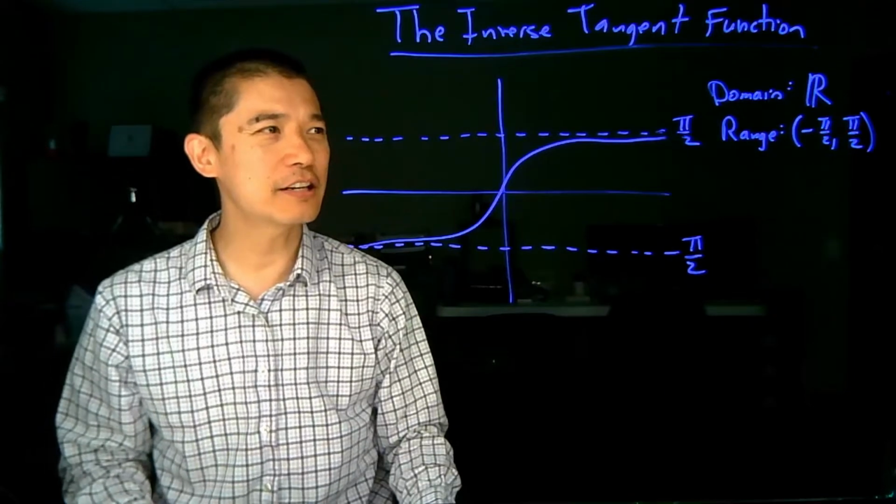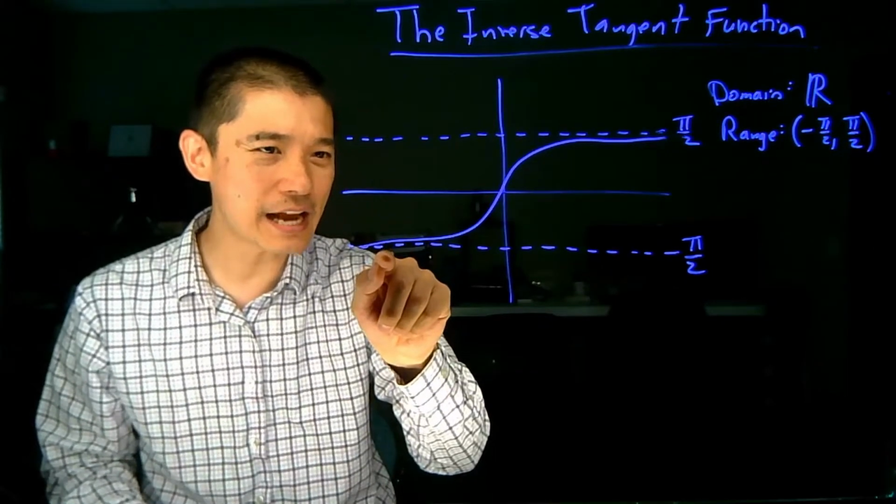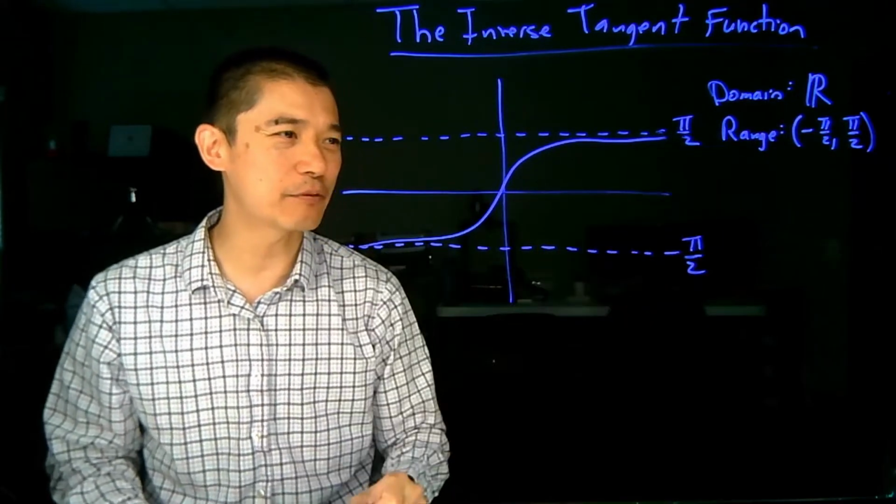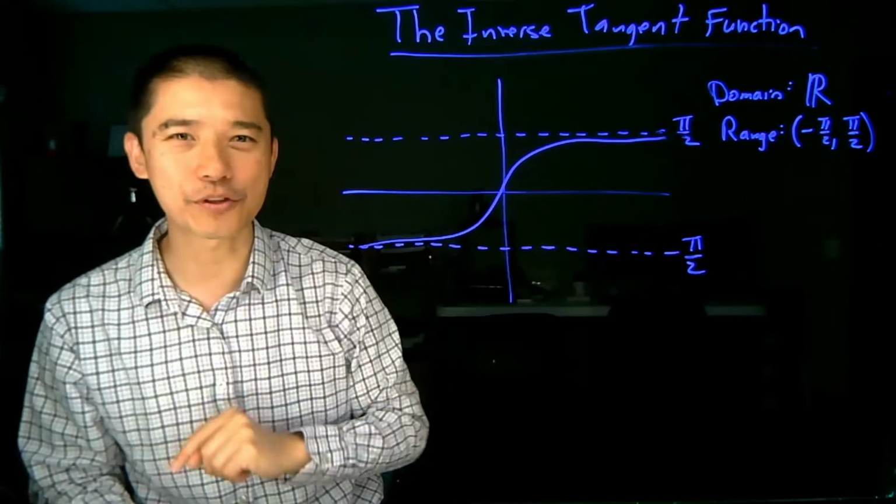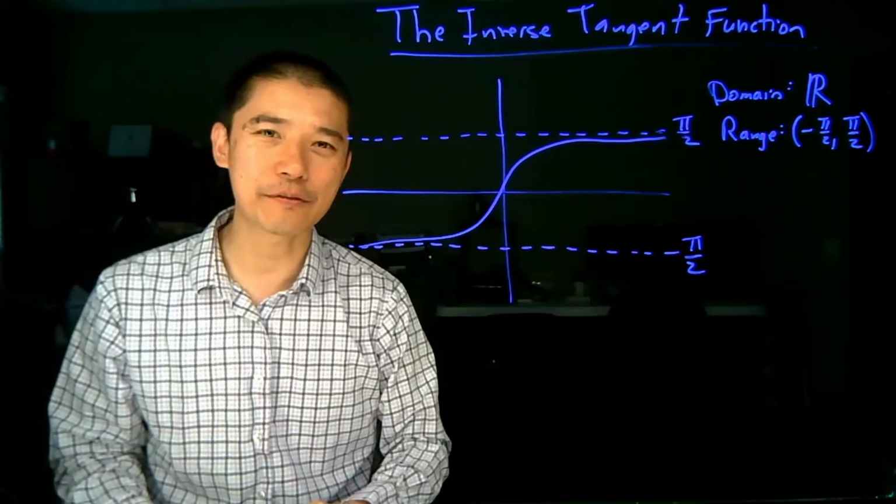The range is -π/2 to π/2, but not actually equal to those values, so that's why we have round parentheses here. And that's what happens with horizontal asymptotes. And so this is the graph of the inverse tangent function.